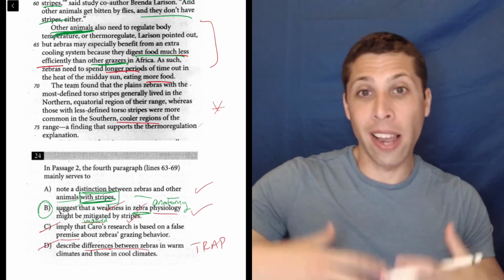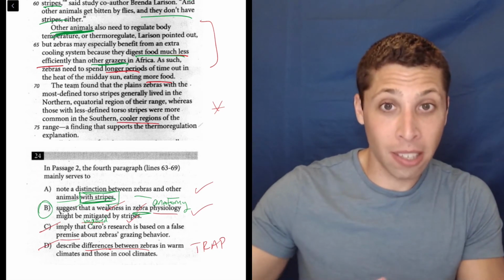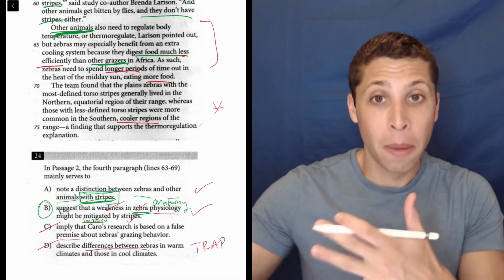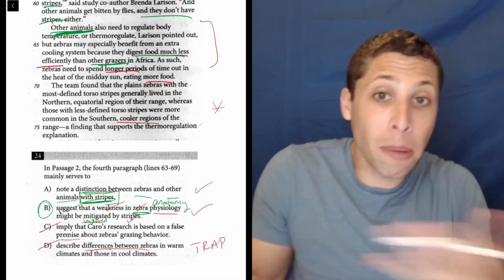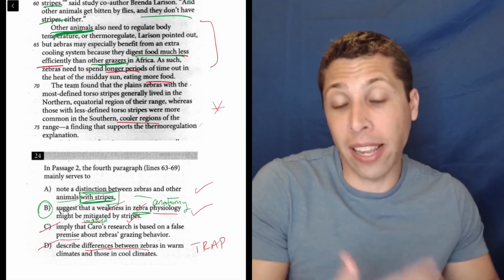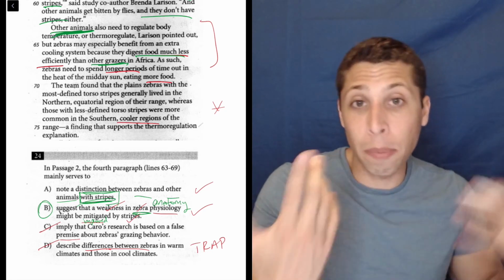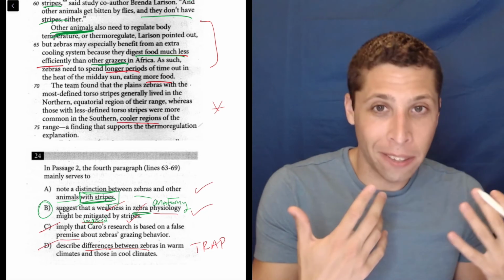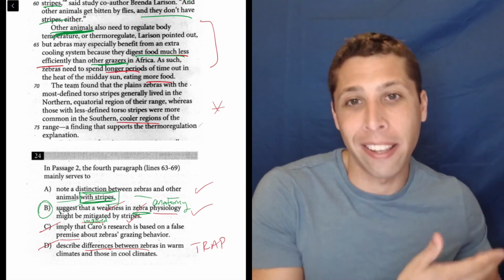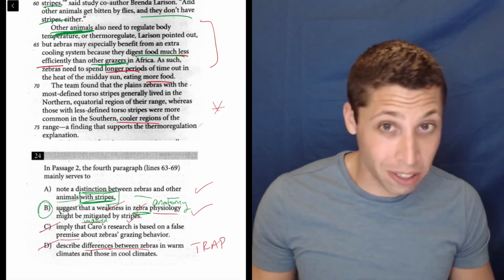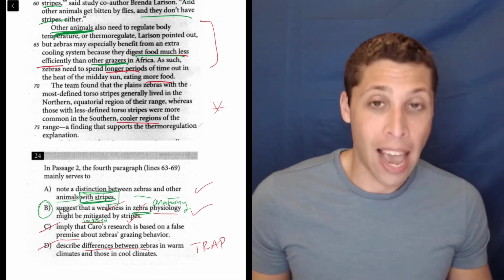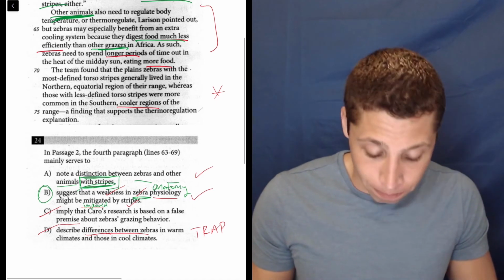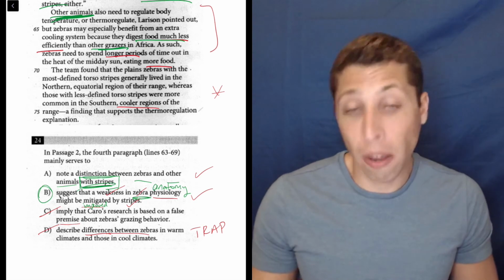So they have to eat for longer periods because they digest slowly. But that problem is kind of solved by the fact that they have stripes, so they can stand out in the sun longer because the stripes do the cooling or whatever. So a problem in the physiology, the anatomy, is fixed by the stripes. That's what that choice is saying, that's what this paragraph is saying, and that is why B is the answer. Tough question.